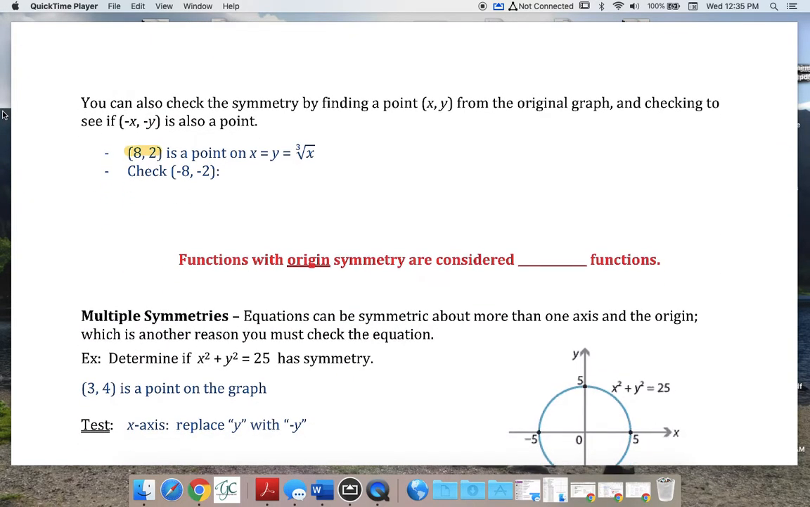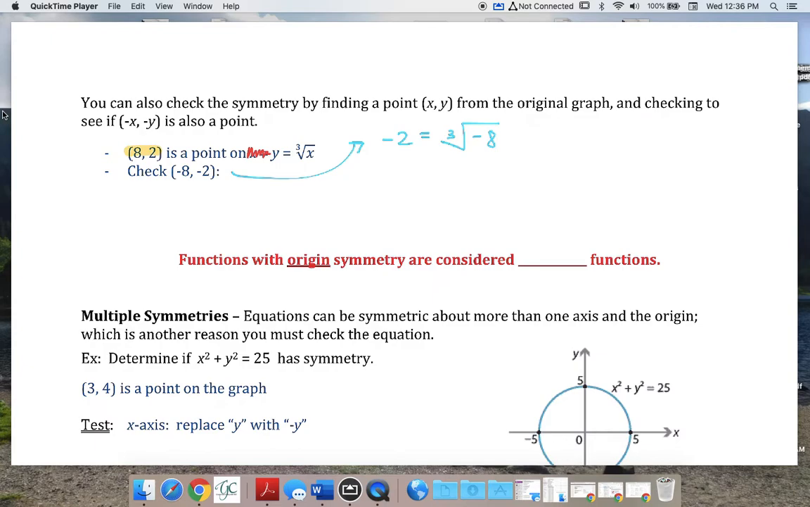So if we're checking for origin symmetry, we change the signs of both of those. So we'll be plugging in a negative 8 for x and a negative 2 for y. And if when we plug those in, we get a true statement, then our equation is symmetric about the origin. There's a little bit of a mistake here. That should not be an x equals, just y equals the cube root of x. All right, so let's plug in our x and y values. So instead of y, we're going to plug in negative 2. Instead of x, we'll plug in negative 8.